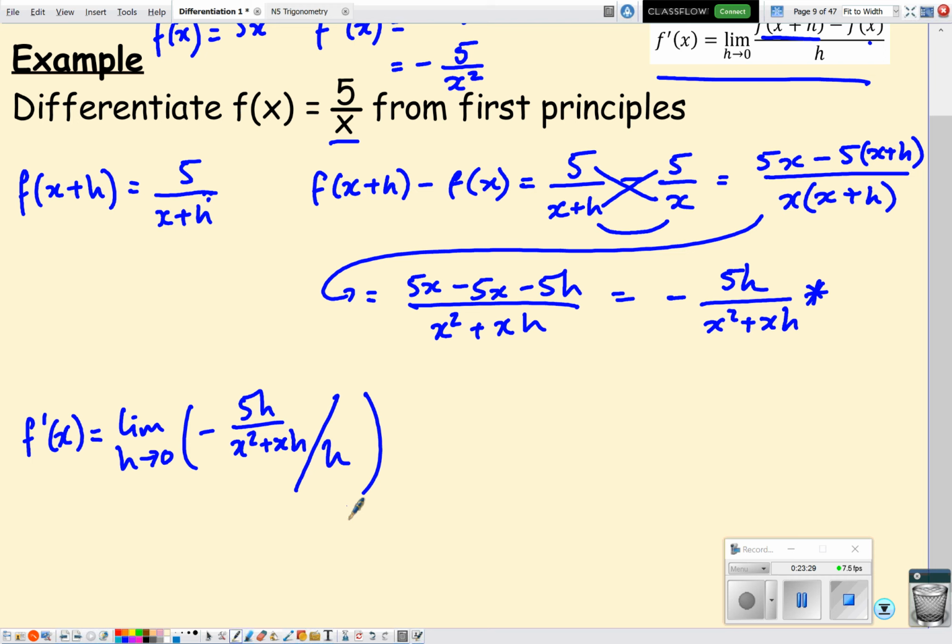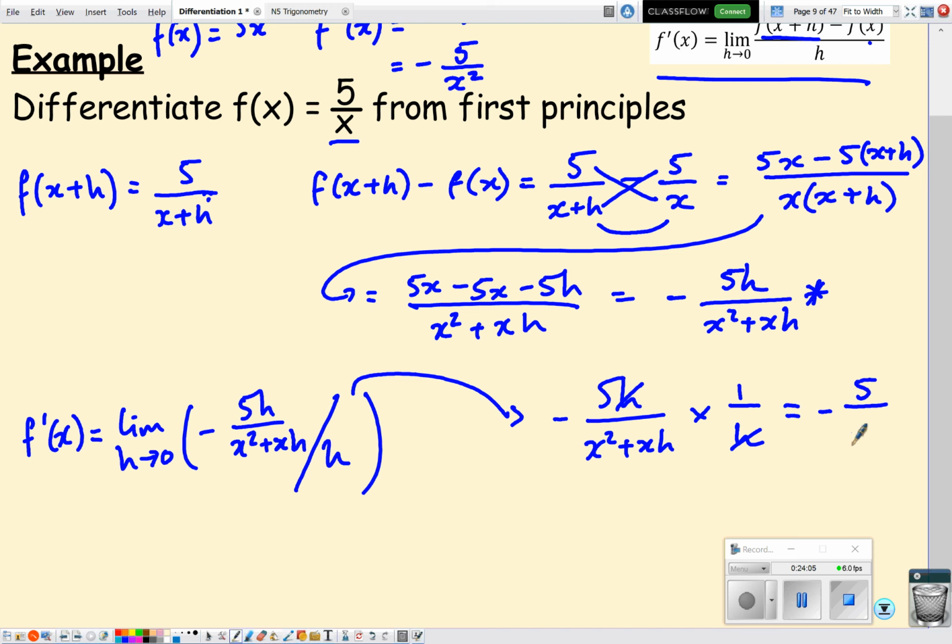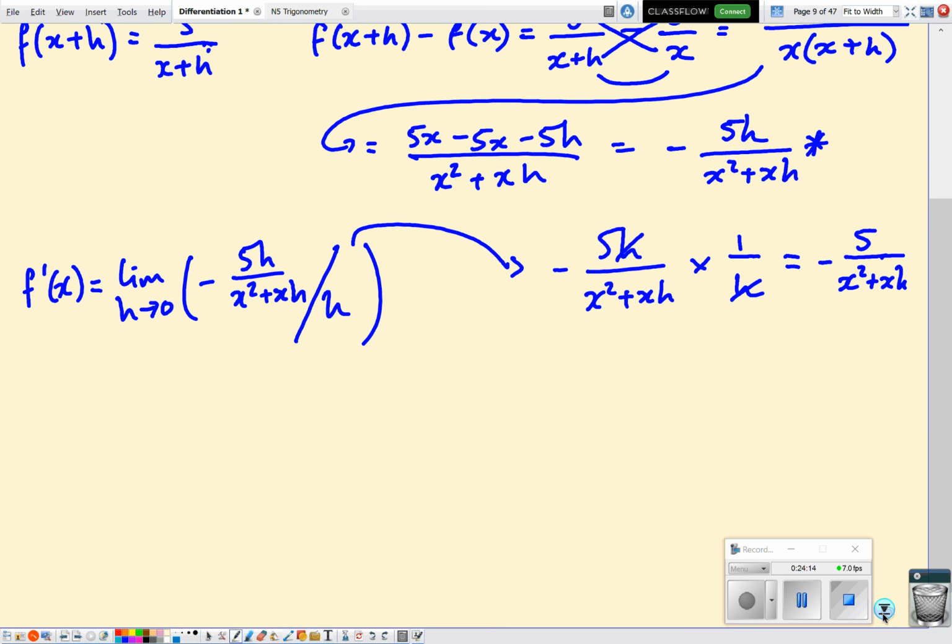Right? So really we need to deal with this. So what I'm going to do is just come out here and deal with that. So it's minus 5h over x squared add xh times 1 over h. Okay, that h cancels with that one, and we are left with negative 5 over x squared add xh. Right, so nearly there, last wee line of working.